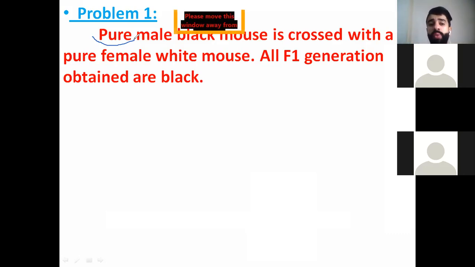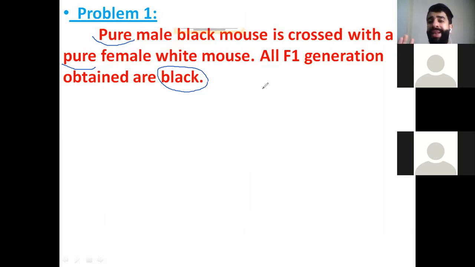It is crossed with a pure female white mouse. So here also the female is pure and it's white. All of the F1 generation, they are black. So first of all, you have to know this. First, all the F1 generation, or the first generation, they are black. So what can you deduce from this cross? After crossing a pure male black mouse with a pure female white mouse, both of them are pure, and in the F1, all of them are black.